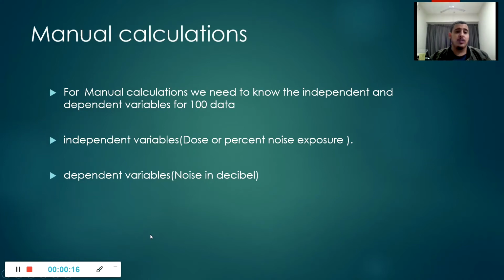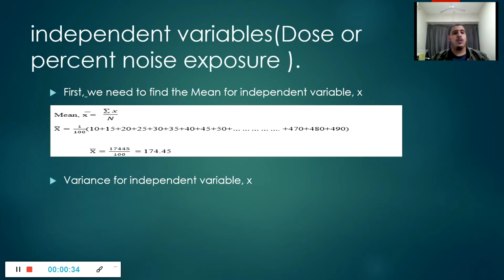First, manual calculation. For the manual calculation, we need to know the independent and dependent variables for our 100 data. First, the independent variable, which is our percentage of noise exposure, and the dependent variable, which is noise in decibel. First, we have to deal with the independent variable, the percent noise exposure. But first, we have to find the mean for the independent variable x.